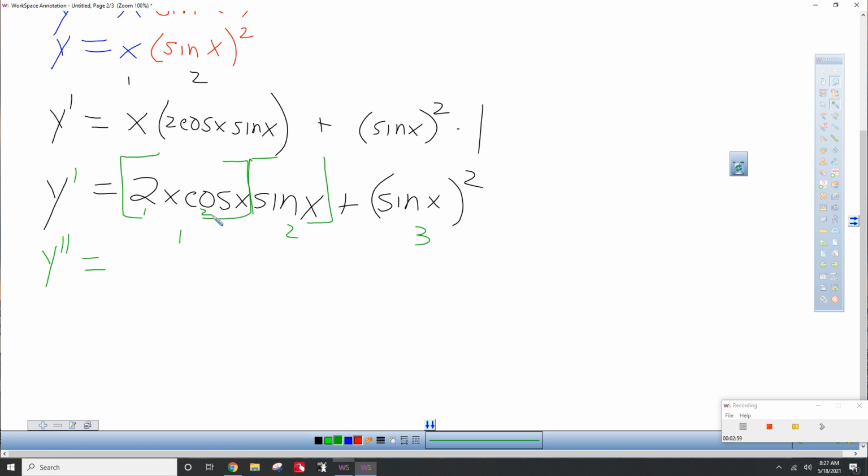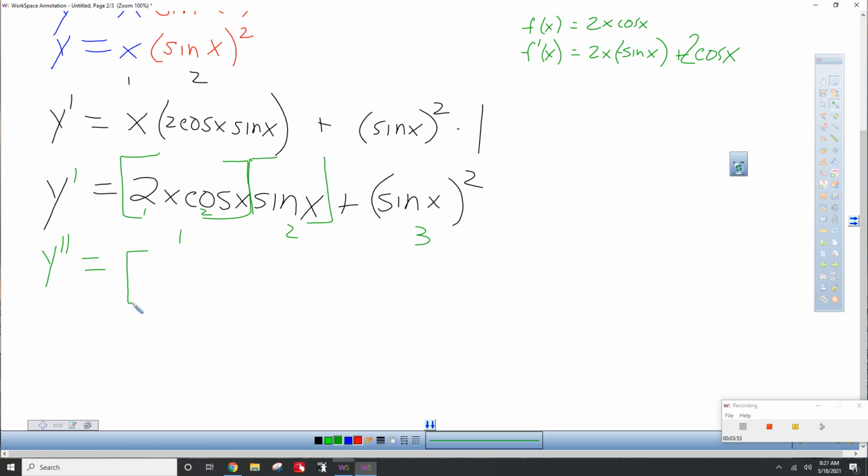First, let's come over here and find out, if f of x is 2x cosine of x sine of x. So if f of x is just 2x cosine of x, then what's the derivative of that? Well, that's going to be first times the derivative of the second, and that's negative, plus second times the derivative of the first, which is 2.